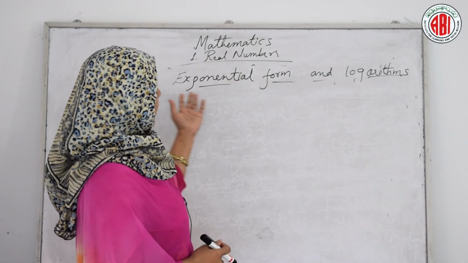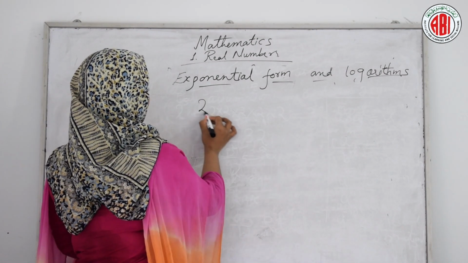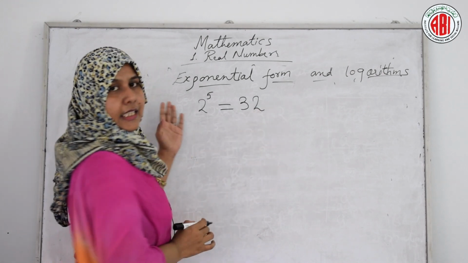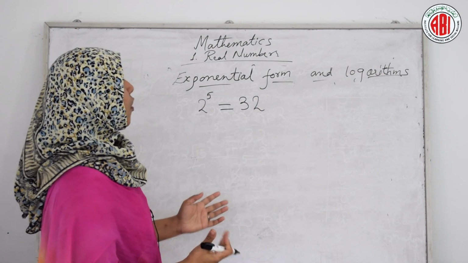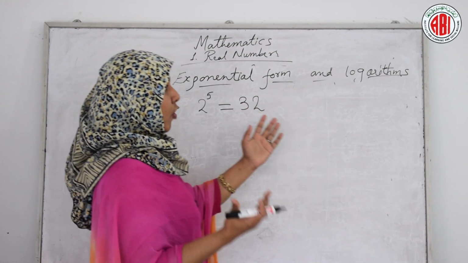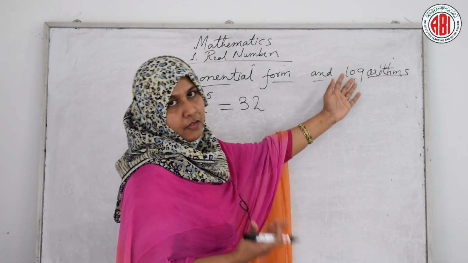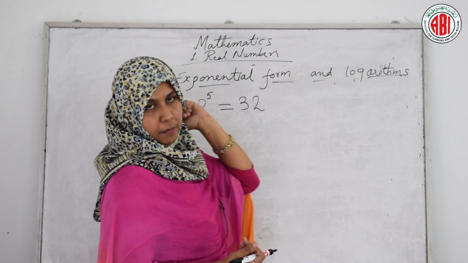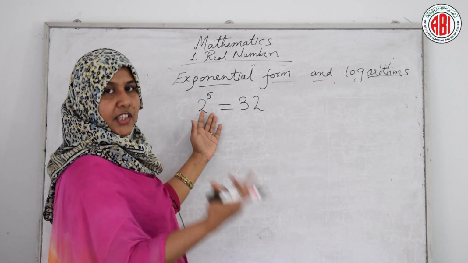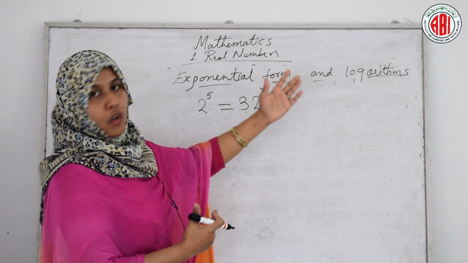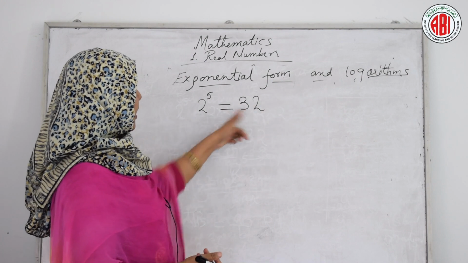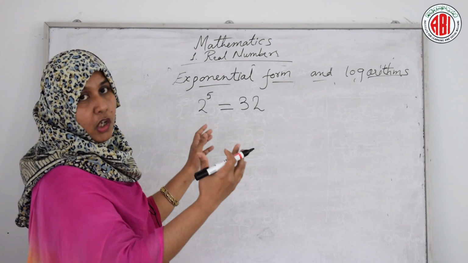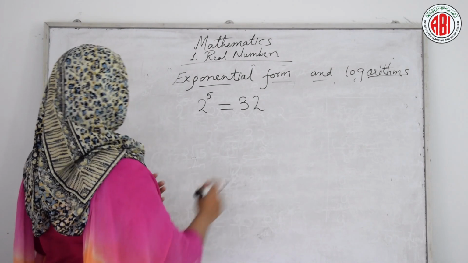Okay, look, this is an exponential form: 2 to the power 5 is equal to 32. Now, if this is an exponential form, then what are logarithms? I wrote exponential form and logarithms. Now, what are logarithms? Exactly the same thing can be written in logarithm form. This is an exponential form, and exactly the same thing we can write as a logarithm form. How to write it?